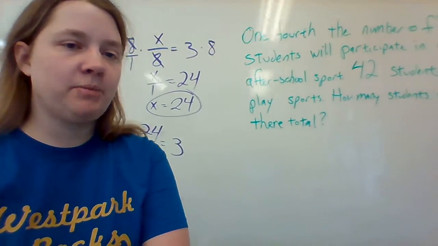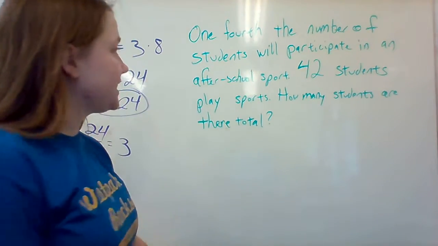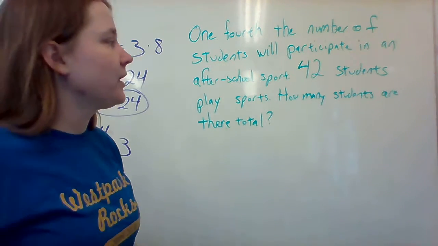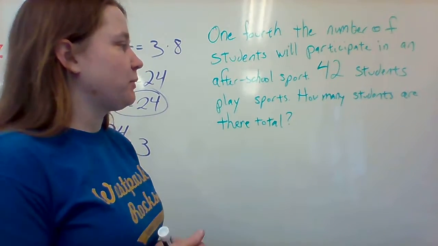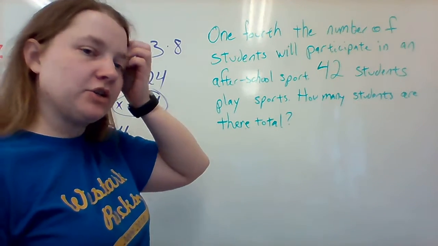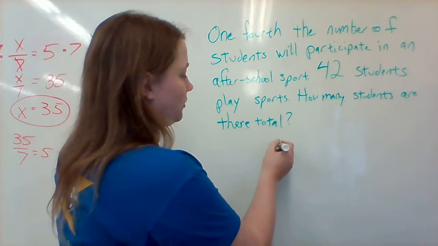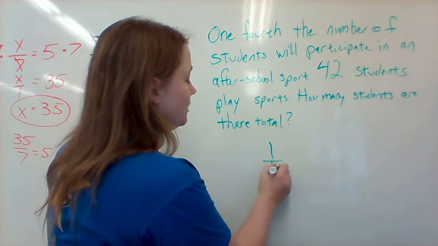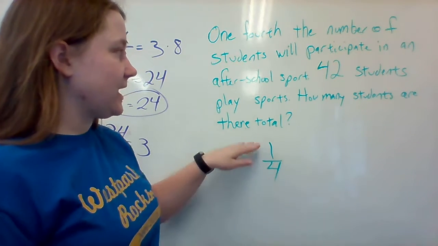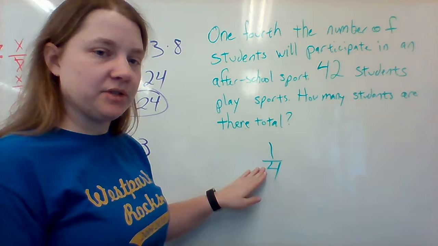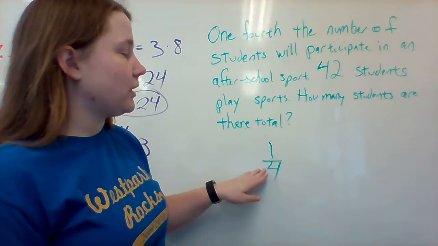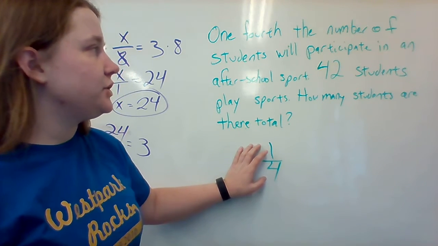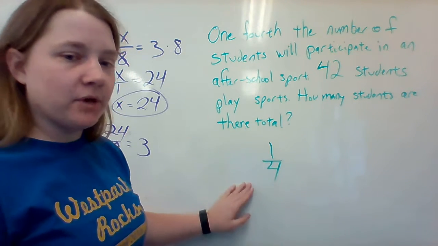Let's take a look at our word problem. Our word problem says that 1/4 the number of students will participate in an after-school sport. 42 students play sports. How many students are there total? So we know that 1/4 the number of total students in school is the number of students who play sports. 1/4 of them will play sports.